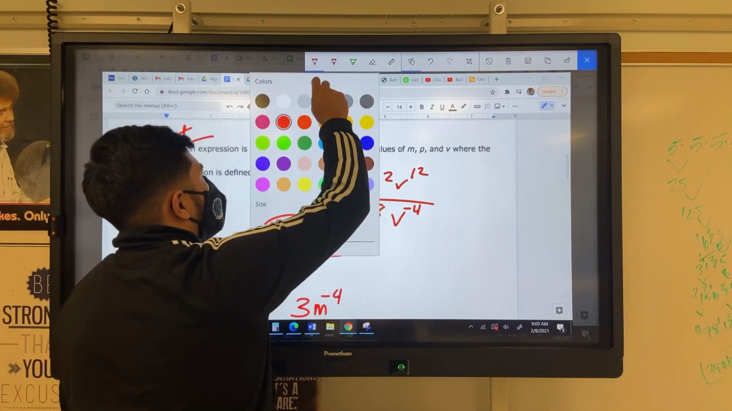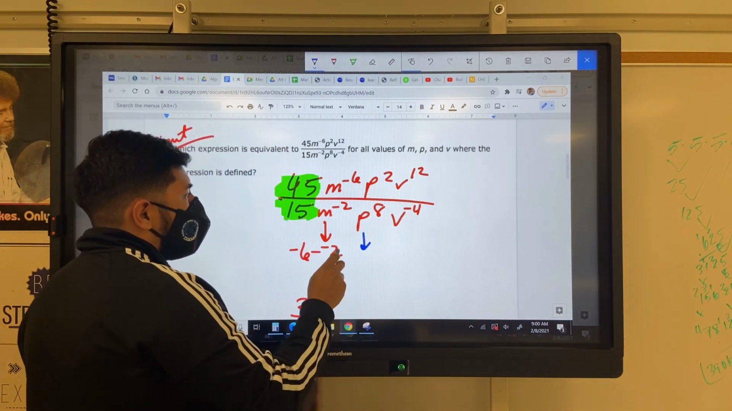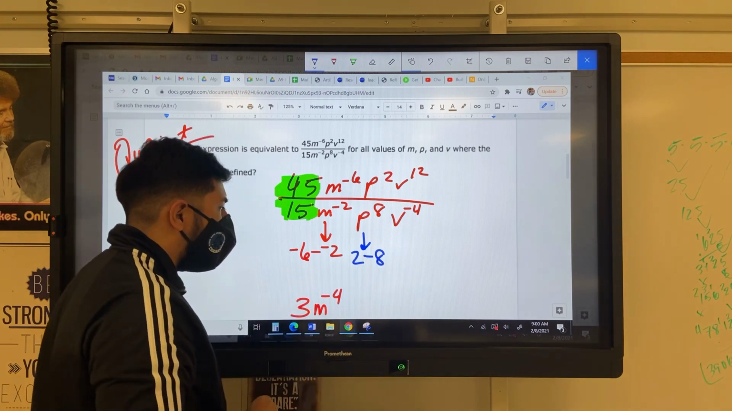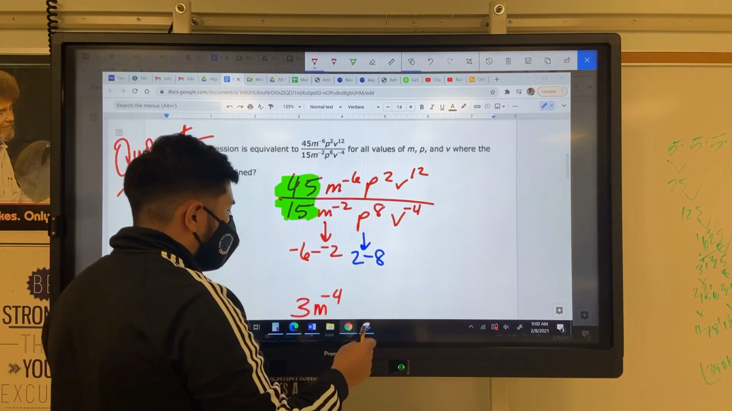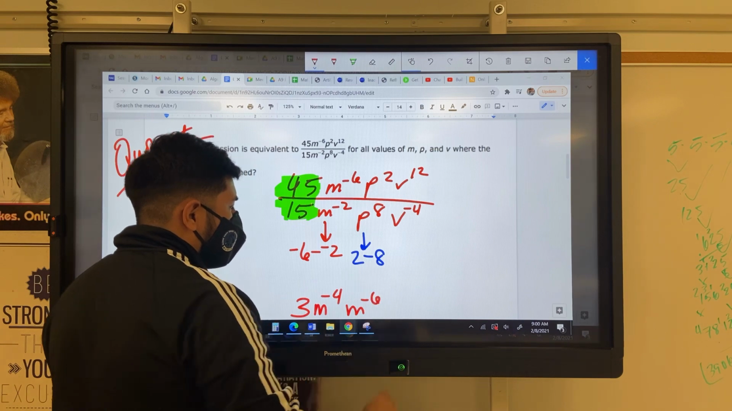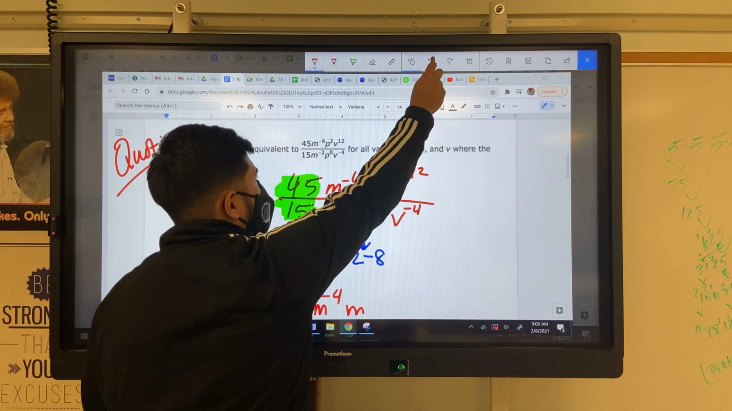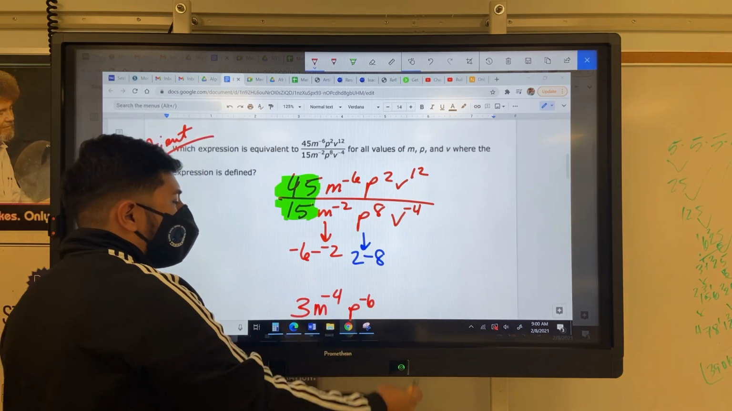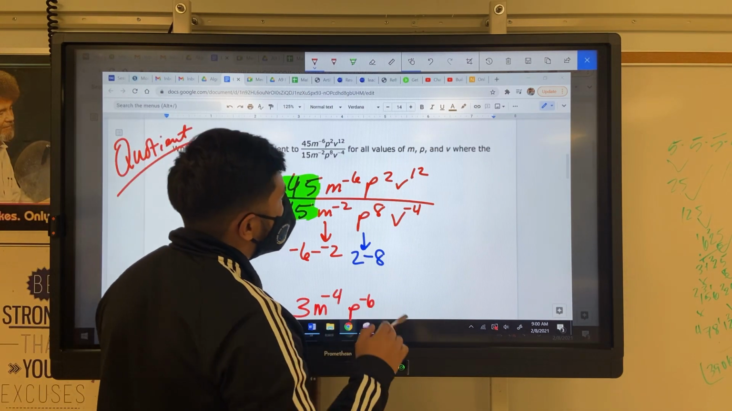Next one, I'm going to use a different color just to make sure we tell the difference. P, top from bottom, 2 minus 8. Use your calculator. M to the negative 6. Oh, I'm sorry, it's not M. P. P to the negative 6. So as you can tell, we have negative exponents already right here. We're going to have to do something. And the last one.